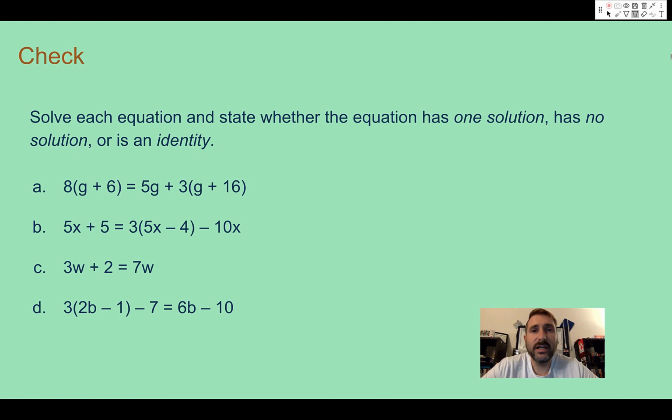Check your understanding of one solution, no solution, or identities. Solve each equation and determine how many solutions it has. Pause the video now and complete the check.